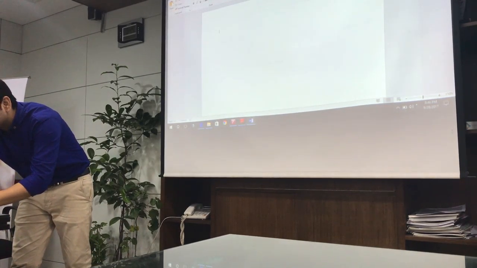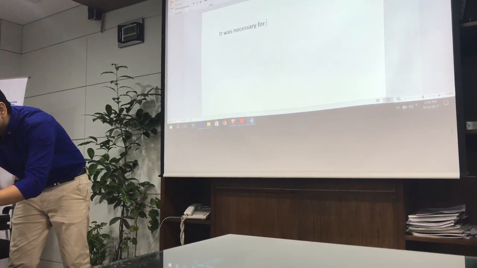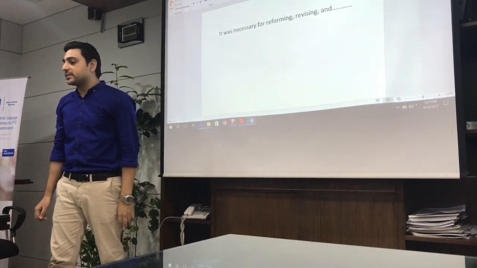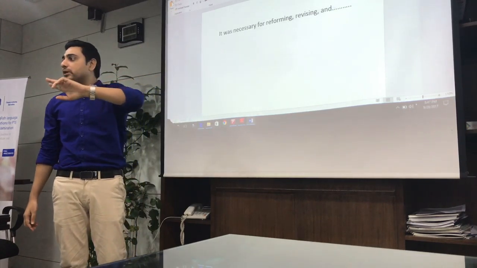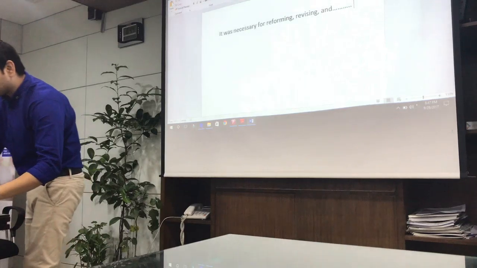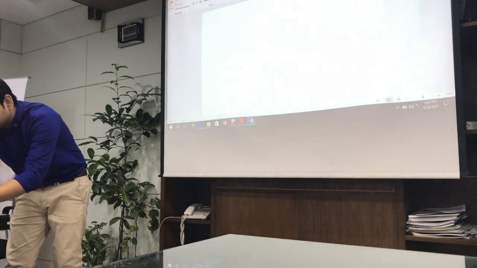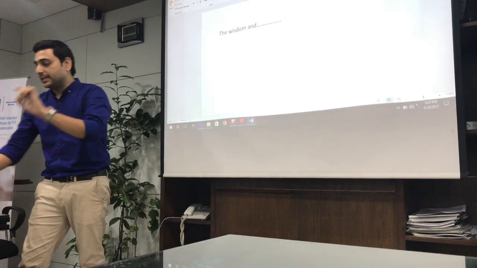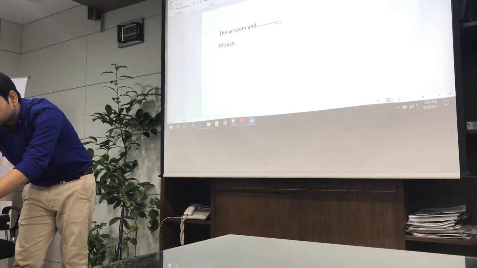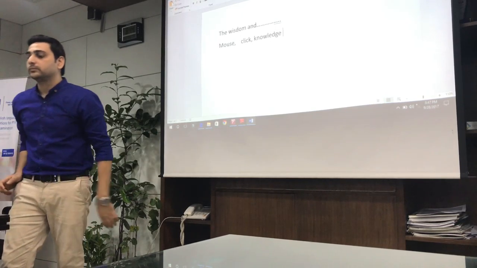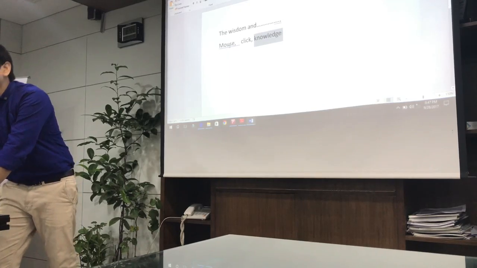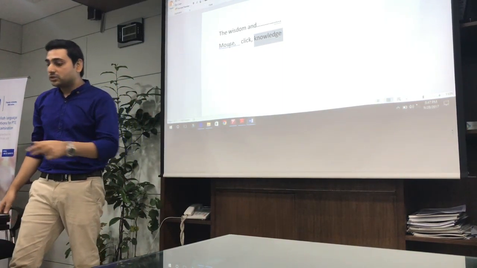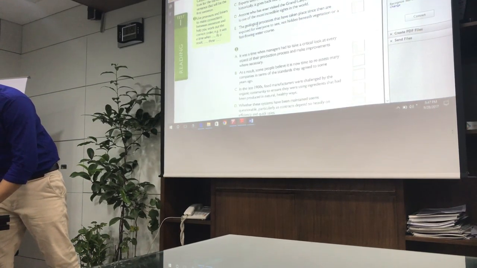For example, say a sentence like this: it was necessary for reforming, revising and dash. So what type of word should be there if there is a gap? A word with ing. And sometimes the word types, like noun to noun, adjective to adjective. For example, wisdom, there has to be a noun. Let me write two, three words, you choose. It has to be knowledge, though mouse is a noun too. But again, noun to noun, but the same type. Wisdom is most likely to go with knowledge, not a mouse, though it's a noun, and click is a verb. So these are the basic two techniques, and that is enough if you have basic language skills. You see my point?